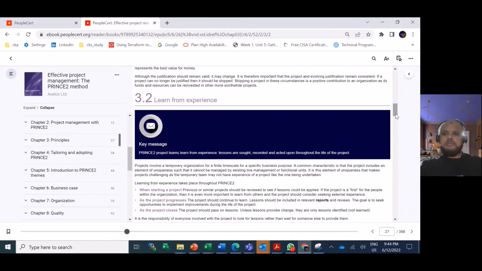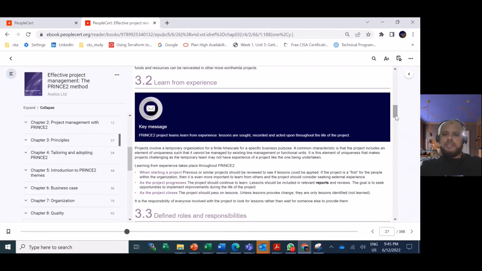The next important principle is learn from experience. Learning from experience takes place throughout PRINCE2. When starting a project, previous or similar projects should be reviewed to see if the lessons can be applied. As the project is moving, the project should continue to learn. Lessons should be included in the relevant reports and reviews. As the project closes, the project should pass on lessons so that they can be applied in other projects as well.